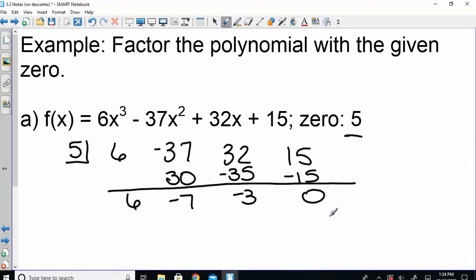Why do I know that's going to be a 0? I already told you 5 is a 0. So if you don't get that here, you've made a mistake. This is my remainder, my constant x and x squared.